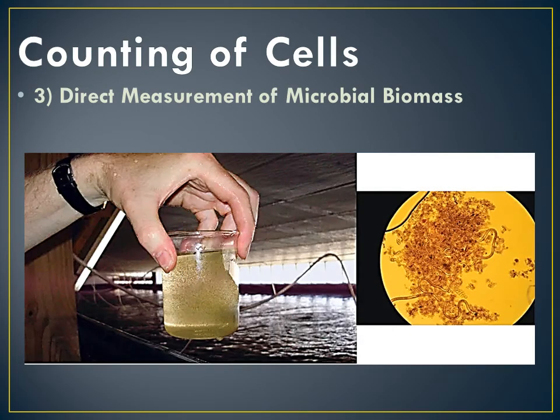The third method is direct measurement of microbial biomass. Cell mass is determined directly by weighing whole cells. Biomass can be correlated with cell numbers by reference to a standard curve. Wet weight or dry weight of bacteria may be used for estimation of cell numbers.